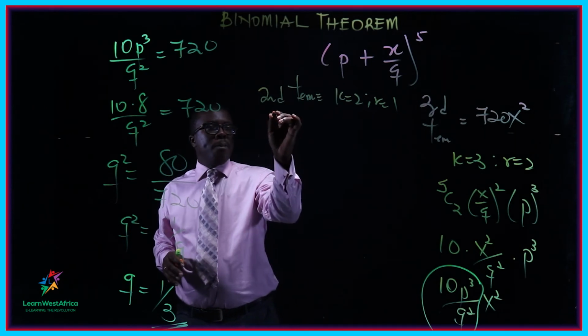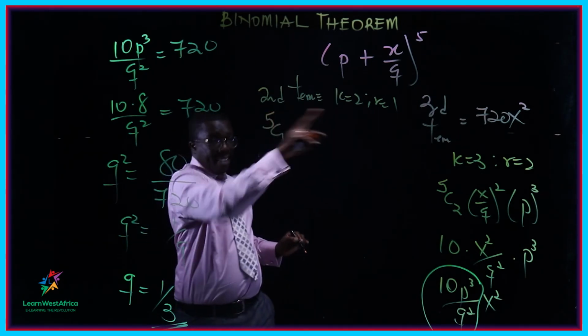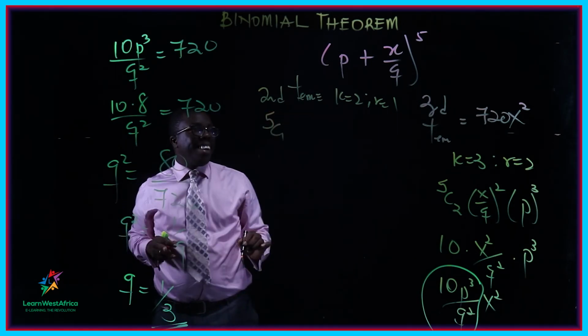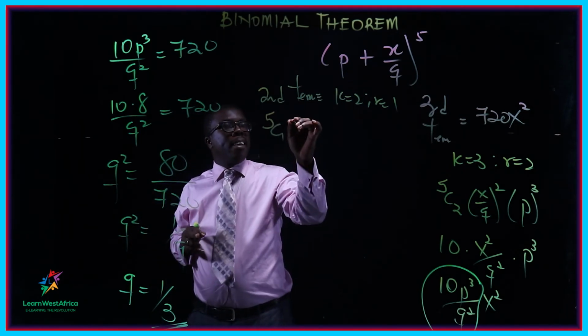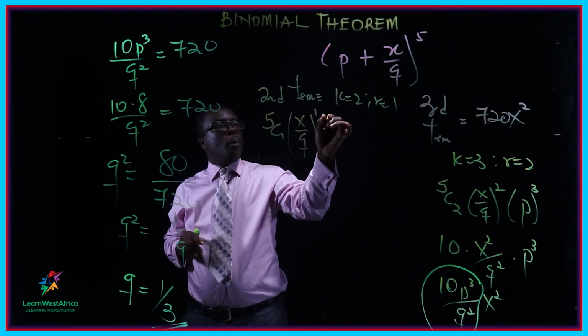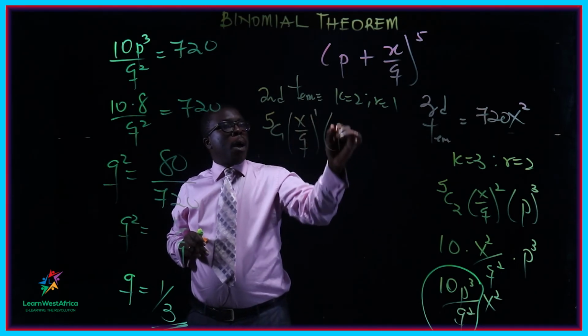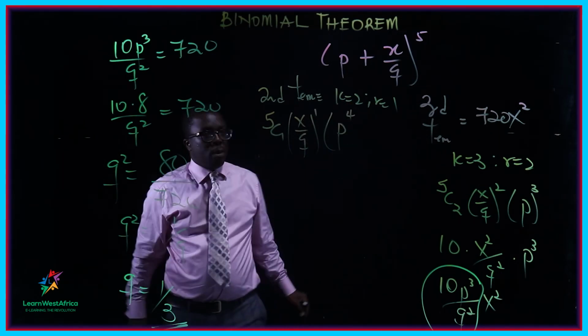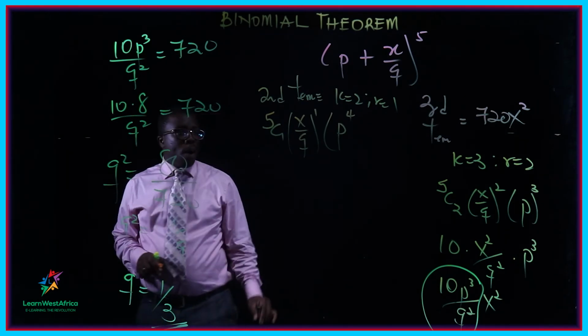So our second term will be 5 choose 1. We are using our r, not k there. 5 choose 1, times x over q, raised to the power 1, then our p to the power 4. So what do we get? What is 5 choose 1? It's 5.